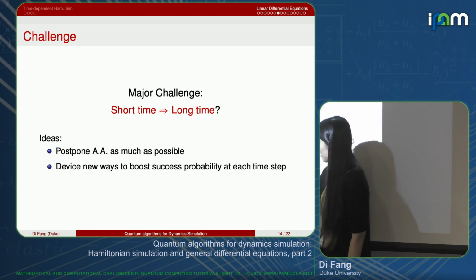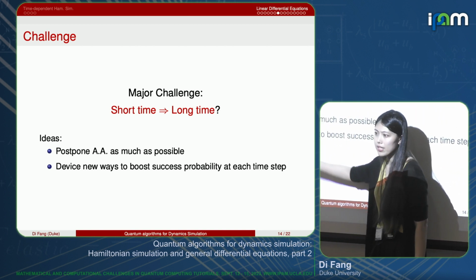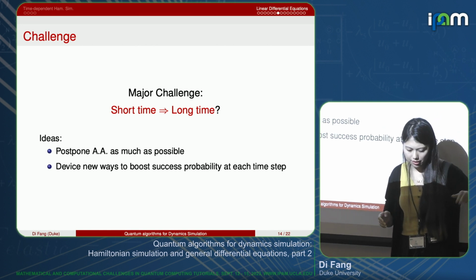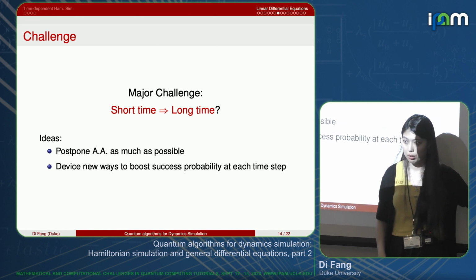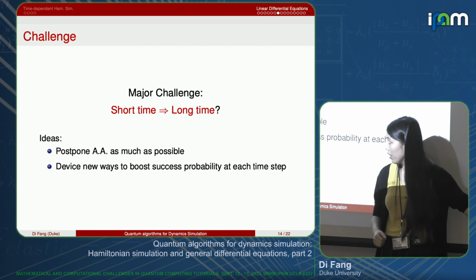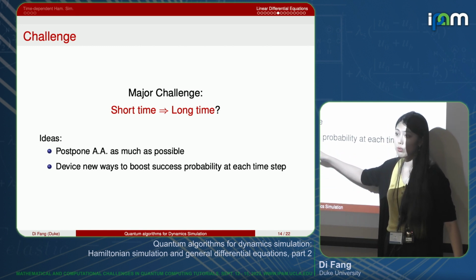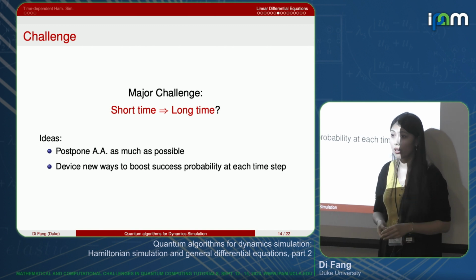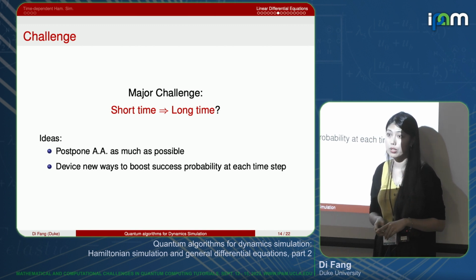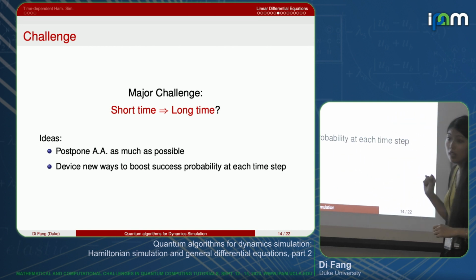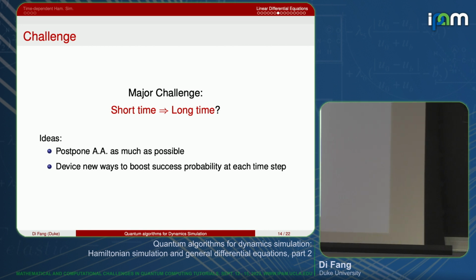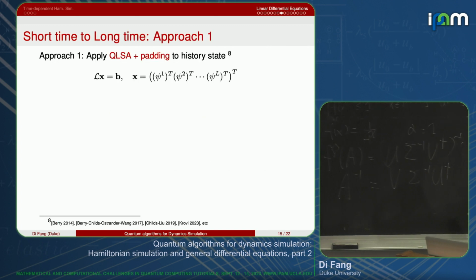So the natural idea is that either I postpone this amplitude amplification, I deal with the success probability at the very end, hopefully I can get something. I will show you how we can do that. The other way is that you need to devise a new way that maybe resembles oblivious amplitude amplification for unitary dynamics, yet still do what you want. So these are two possible ways to explore.